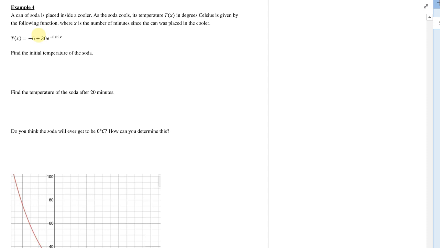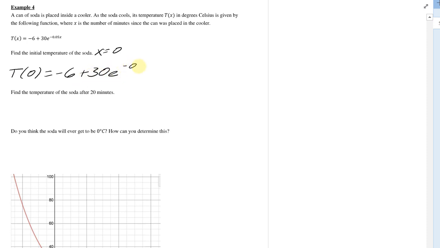When it says find the initial temperature of the soda, what is it really asking for? The moment that you put the soda in. So how much time has passed? No time, right? So this is talking about the moment where x equals 0. This is what we're really being asked to evaluate.